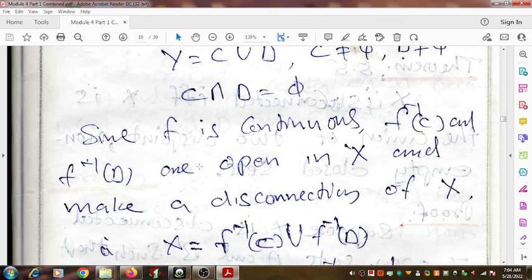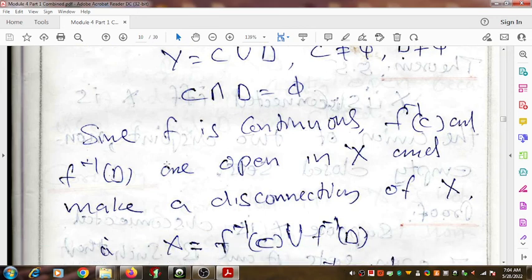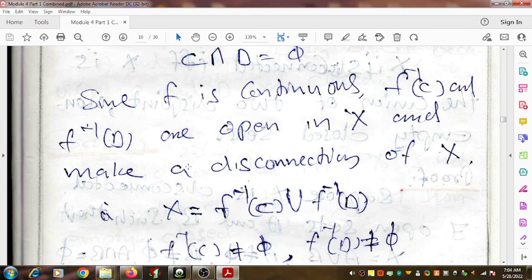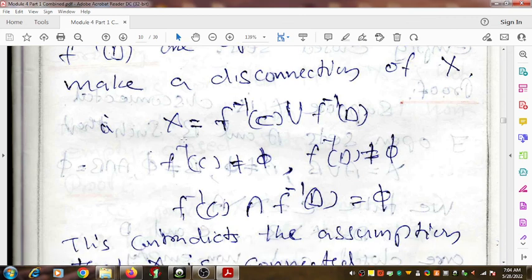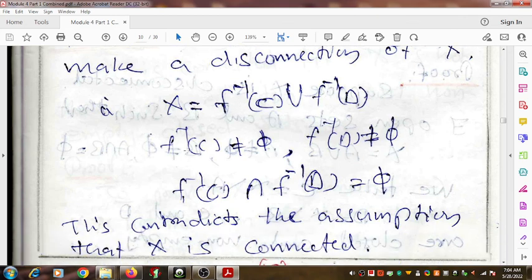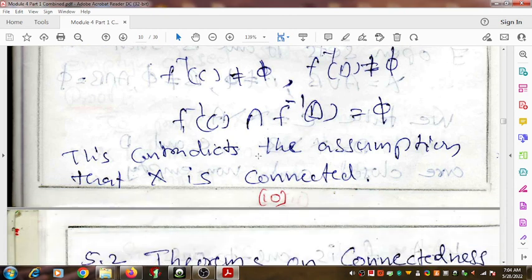Using the continuity property of f, and since C and D are open sets in Y, f inverse of C and f inverse of D are open sets in X, and thus we easily get a disconnection for X. We can show that f inverse of C and f inverse of D make a disconnection for X. That is, X equals f inverse of C union f inverse of D, both are non-empty, and their intersection is empty.